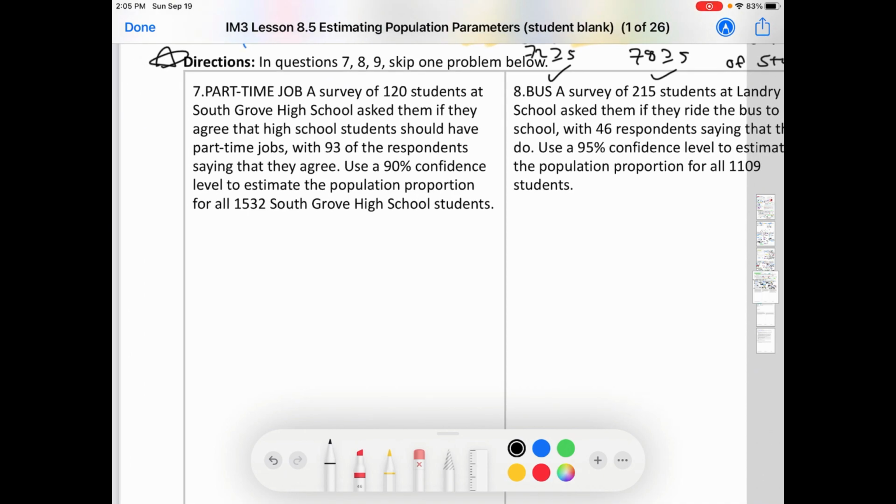Part-time job. A survey of 120 students, so there's my lowercase n, 120, at South Grove High School asked if they agree that high school students should have part-time jobs, with 93% of the responses saying they agree. So there's my X, there's my success. Use a 90% confidence level to estimate the population proportion of all 1,532 South Grove High School students.